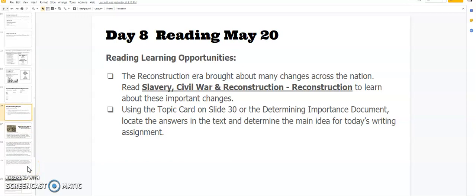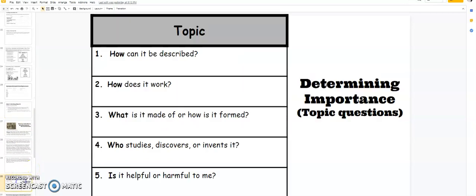So if we look ahead at our card, which if we're doing the Google Classroom, it's right here, we see our questions. So let's go over our questions before we start our reading. Topic. So one is, how can it be described? So that means we're going to have to pretend we're telling someone else what it looks like, what it feels like, what it sounds like. We're going to be using our sensory words.